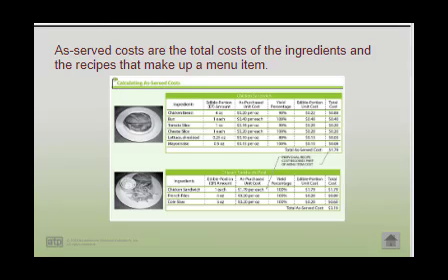To calculate the as-served cost of a menu item that is prepared in large quantities and then portioned into servings, the total cost of the recipe is divided by the number of portions the recipe yields. The as-served cost of a beverage menu item is calculated in exactly the same way as the as-served cost of a food menu item.